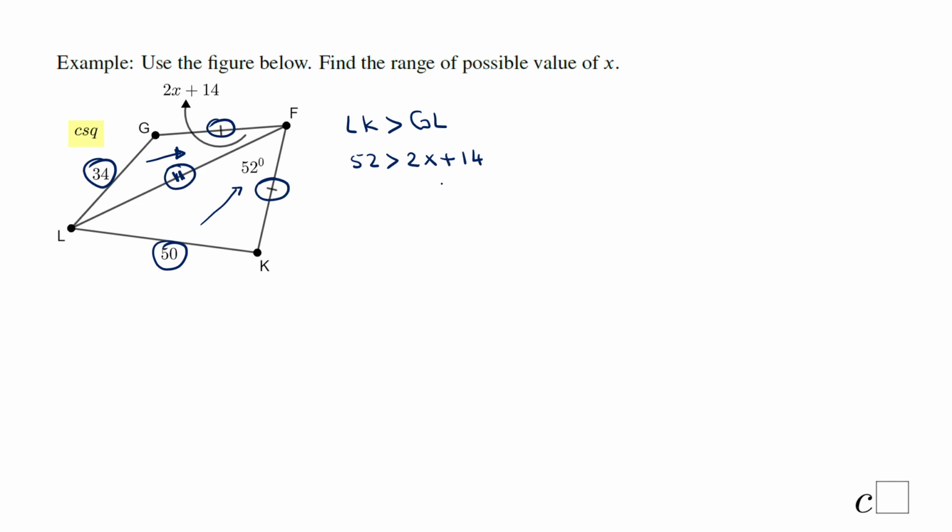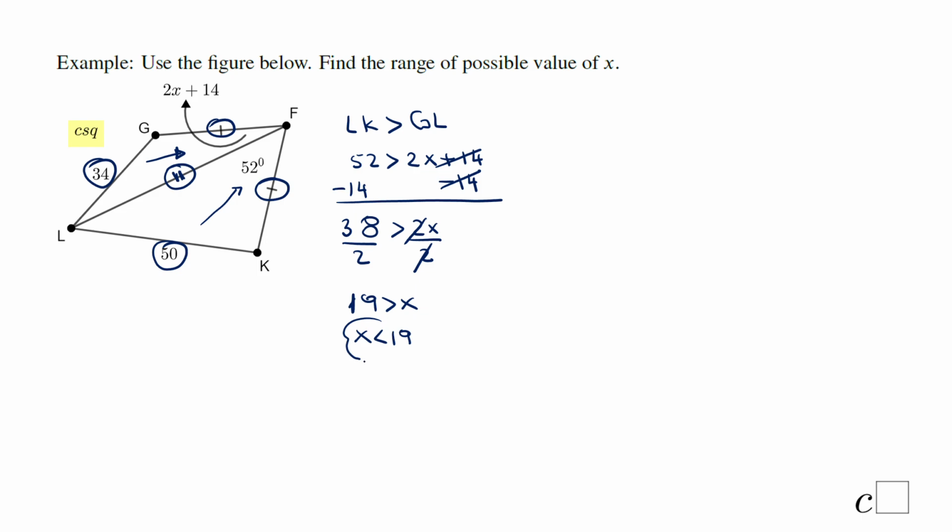So we're going to solve this inequality. Again, I'm going to subtract 14. Here we have 38 greater than 2x, divide by 2, you have 19 greater than x, or x less than 19.